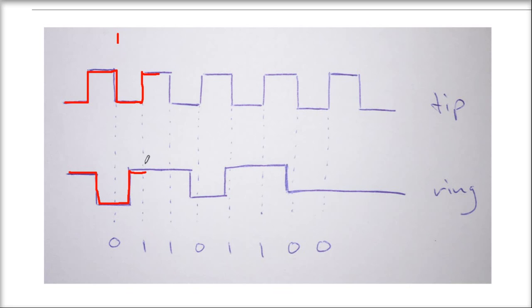Now, in this case, I've chosen to read the ring each time the clock changes. So if the clock changes from high to low, I read the value. If the clock changes from low to high, I read the value again. You can make other choices on that.